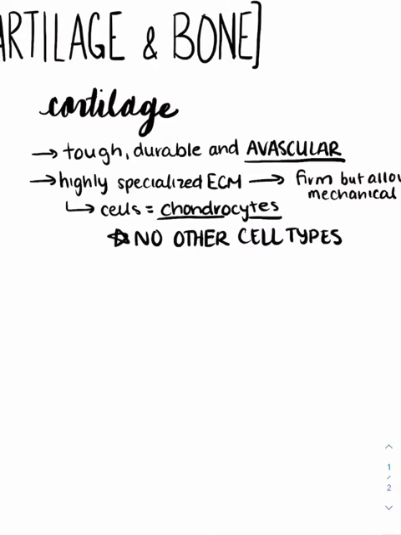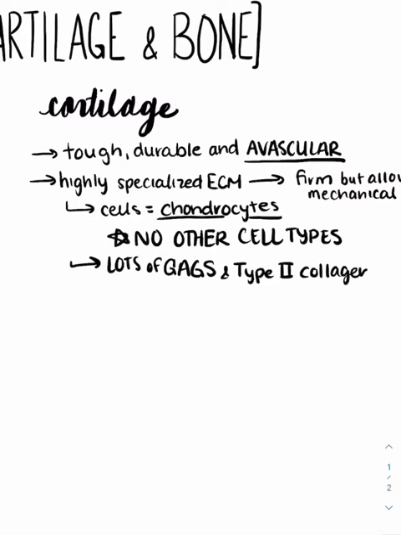In relation to this, I want to look at what's the difference in our actual extracellular matrix and what are we finding here. Like I said before, we are avascular. We're going to have no nerve or blood vessel supply to this area. And in our extracellular matrix, we're going to find a whole lot of GAGs and type 2 collagen.